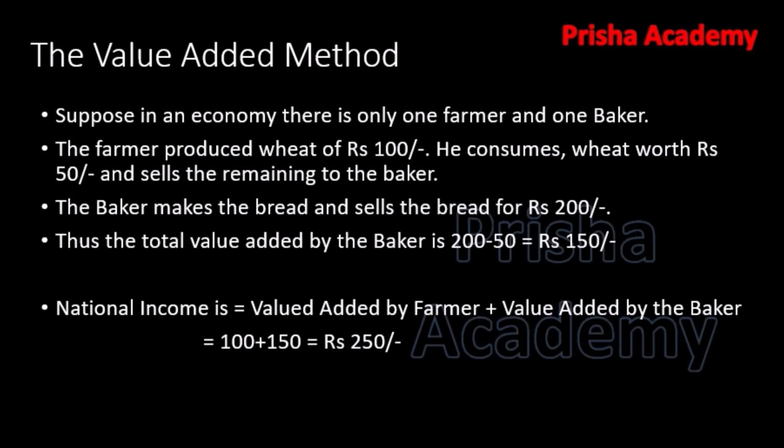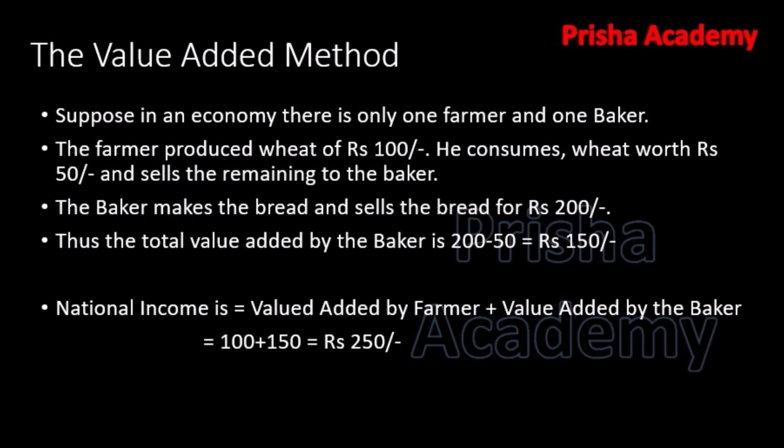Suppose in an economy there is only one farmer and one baker. The farmer produced wheat of rupees 100, out of which he consumed wheat worth rupees 50 and sells the remaining to the baker. Now the baker makes the bread and sells the bread for rupees 200. So total production will be 200 by the baker and 100 by the farmer, so 300. But since the baker bought wheat worth rupees 50 from the farmer, the total value added by the baker is 200 minus 50, equal to 150 rupees.